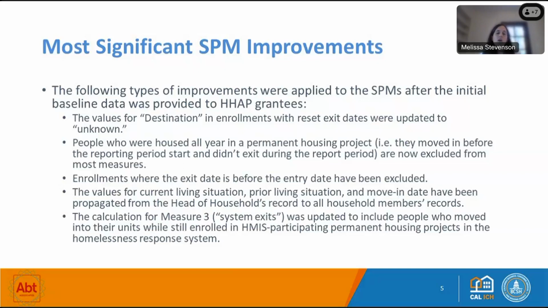Also, people who were housed all year in a permanent housing project, which means that they had actually moved into permanent housing before that report period even started, and they hadn't exited during the report period, meaning these are people who were permanently housed throughout the year in HMIS. Those are now excluded from most measures. There were some cases where, due to some conflicting data in different projects, they were getting picked up in some of the measures. So we've corrected that. There are enrollments where the exit date is before the entry date, which is not possible in reality, but sometimes the data in some systems was getting entered incorrectly, maybe some typos.